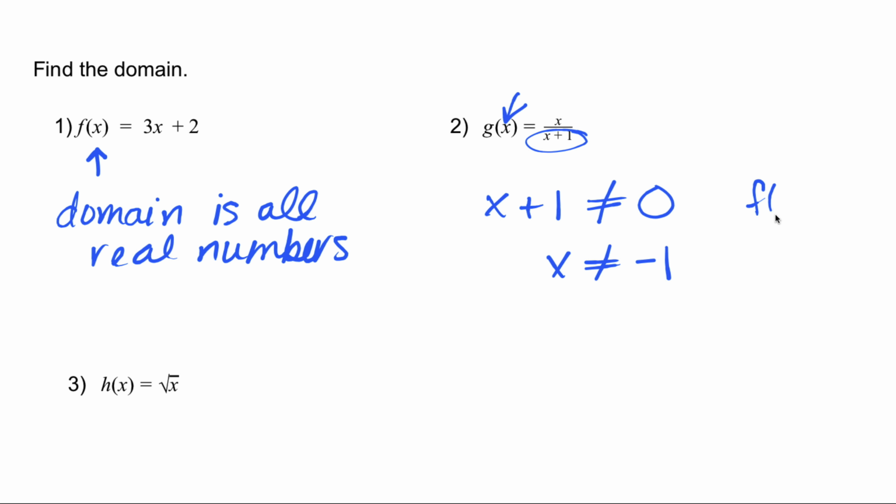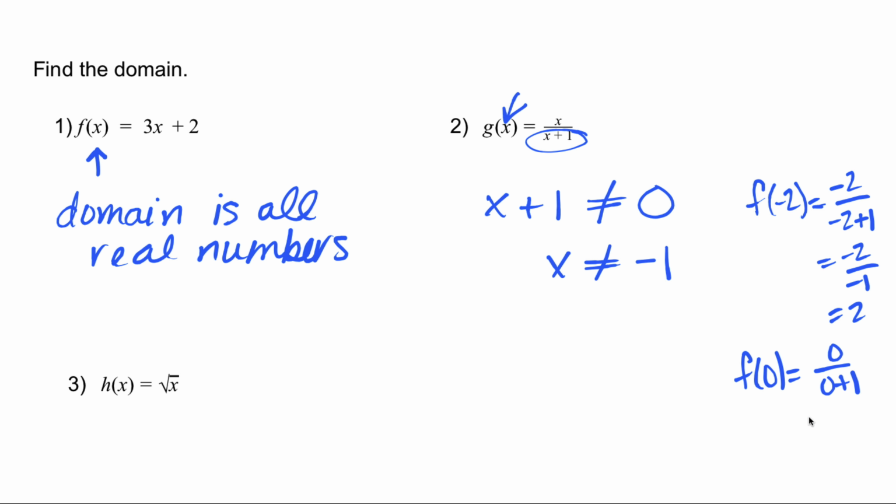If I substitute f of negative 2, or evaluate at negative 2, I get negative 2 over negative 2 plus 1, and that's negative 2 divided by negative 1, which is a positive 2. So I can certainly evaluate for negative 2. Likewise, I can evaluate for 0. What happens if I plug in 0? I would have 0 over 0 plus 1, which is 0 divided by 1, which is 0. A 0 in the numerator is okay. 0 divided by 1 is 0. So 0 is a valid input.